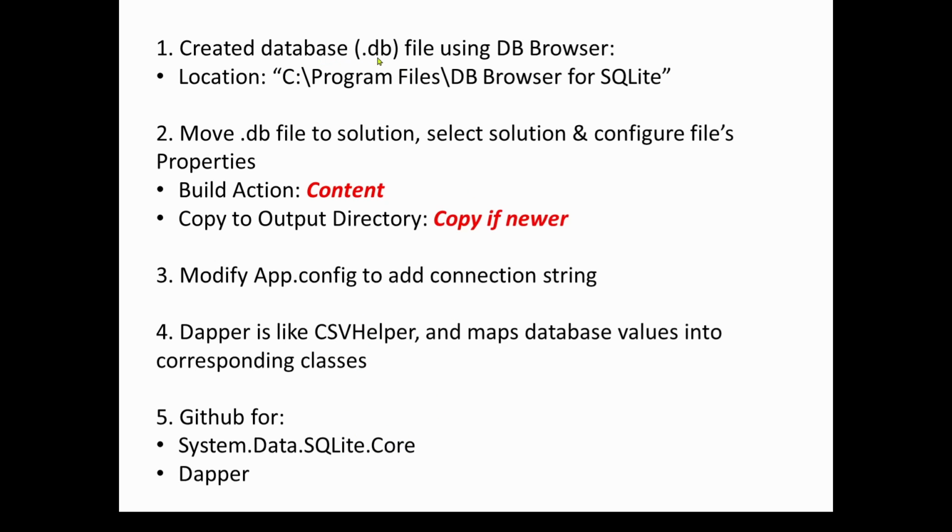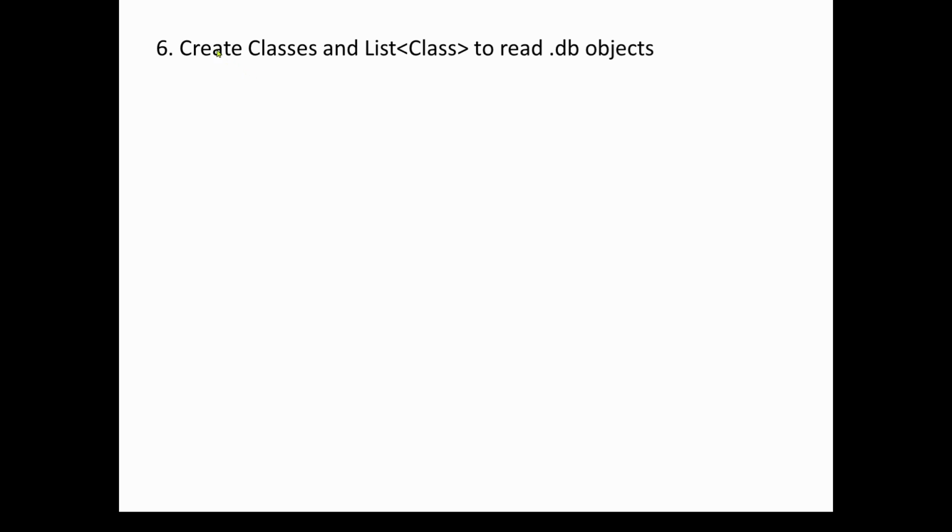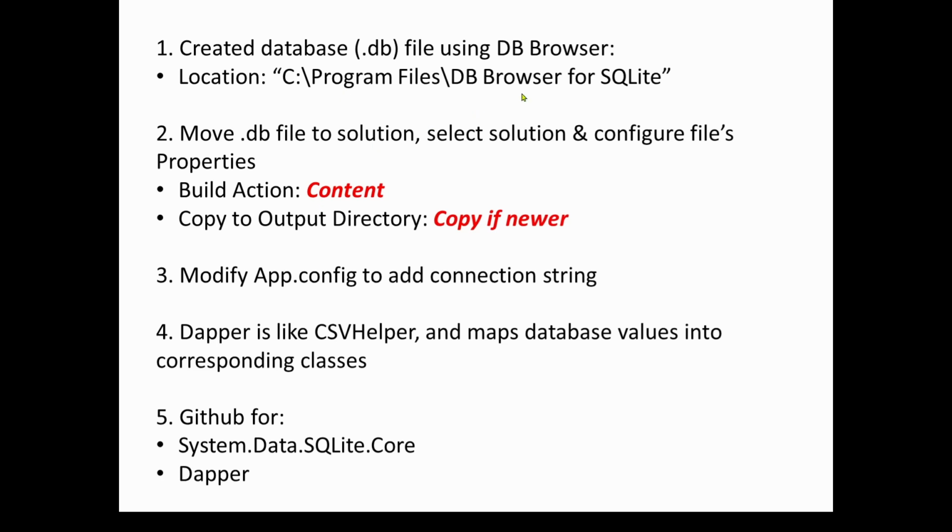So we've got to move the database, we've got to set the properties of the database, we have to modify the app.config, and then we're going to install a couple of GitHub source codes. And then of course we're going to have to create classes and lists of classes to read those objects. Using Dapper, it's going to map them into these classes, these objects. And then we're going to have to add a reference to system.configuration. But basically, those are the things we're going to have to do in order to get this all set up. So let's start taking a look at our code and see how we can set this up.